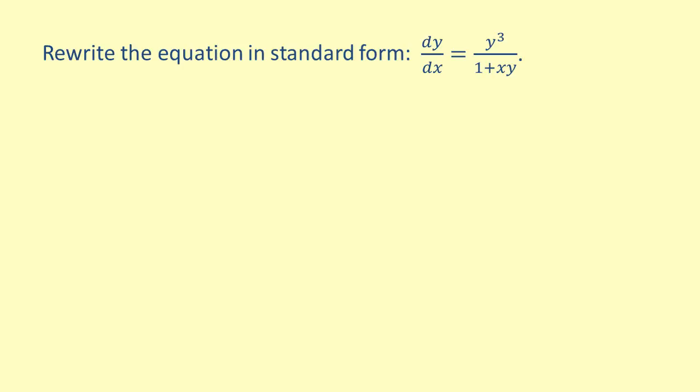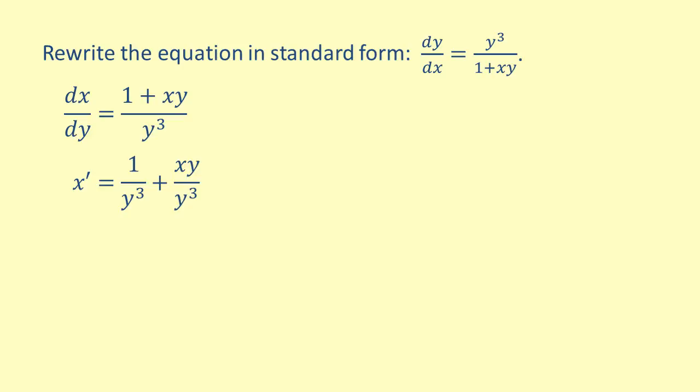Rewriting the equation to highlight this gives us dx/dy = (1 + xy) / y^3. Remember that dx/dy is the same as saying x', or the first derivative of x with respect to y. On the left side of the equation, we'll rewrite dx/dy as x'. Then, working on the right-hand side, separate the fraction so we can simplify. This gives us x' = 1/y^3 + xy/y^3. Now, simplify to get 1/y^3 + x/y^2.